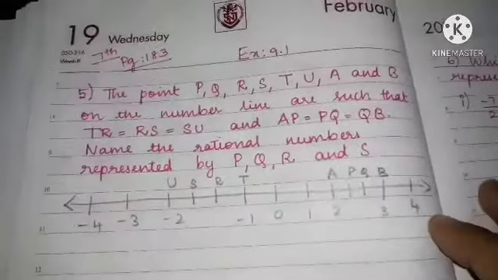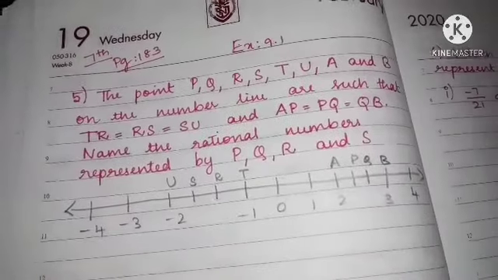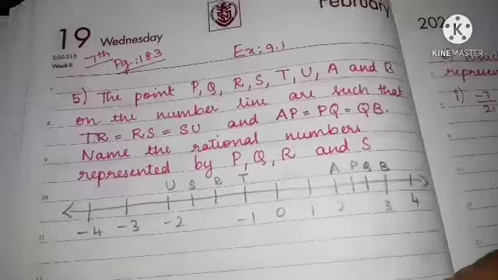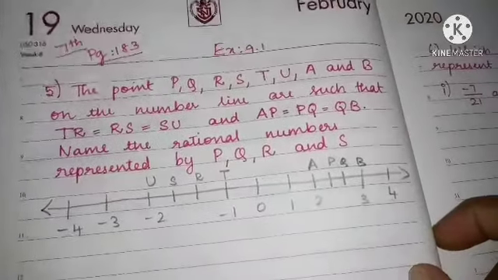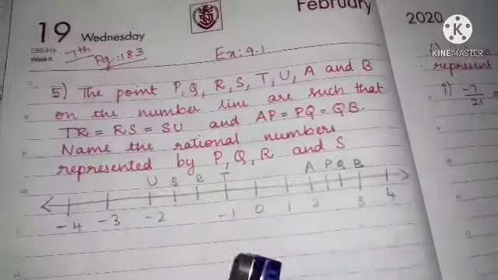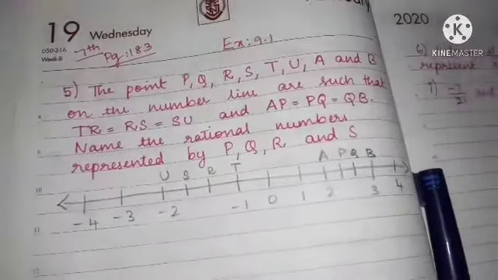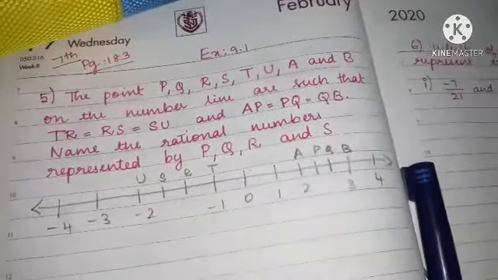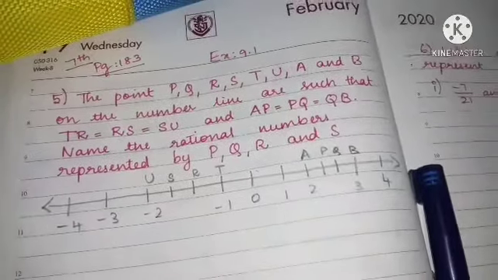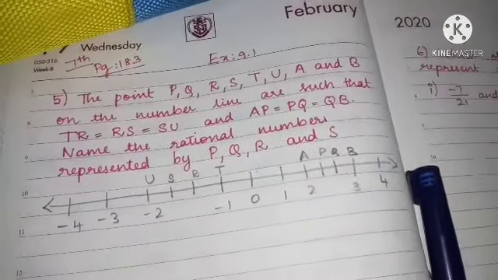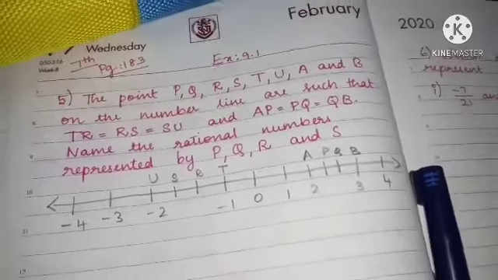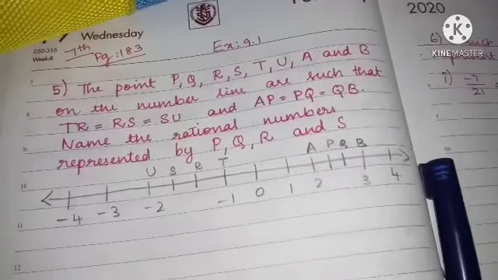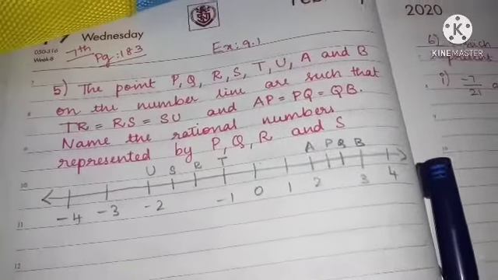Today's class, we are going to continue exercise 9.1 from the fifth problem. In the last class, we have discussed what is meant by rational numbers, how you will solve these rational numbers, and how to find equivalent rational numbers. Everything we have discussed in the last class. Now, we are going to start from the fifth problem. You can take page number 183 in your NCERT textbook.